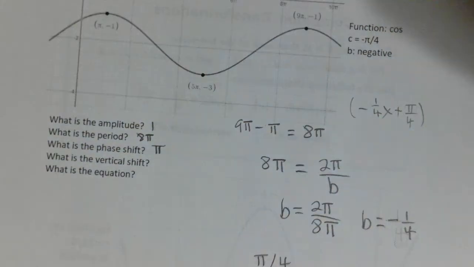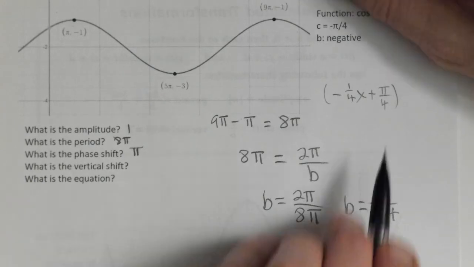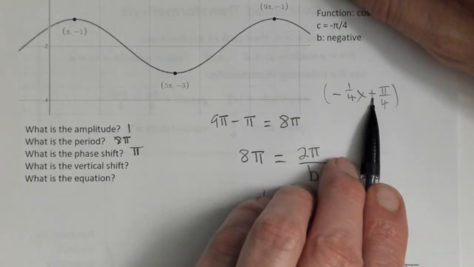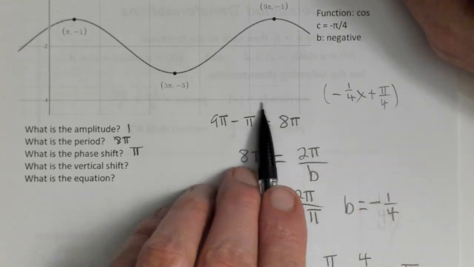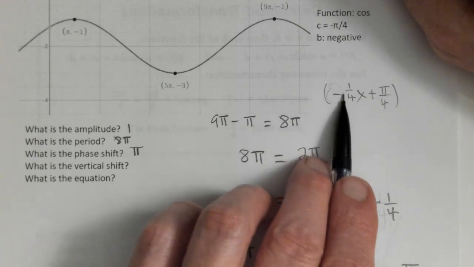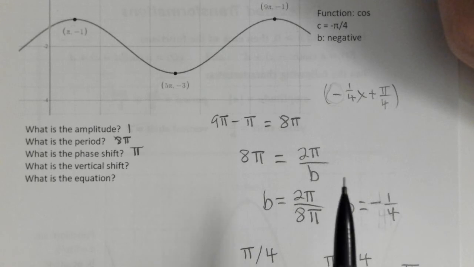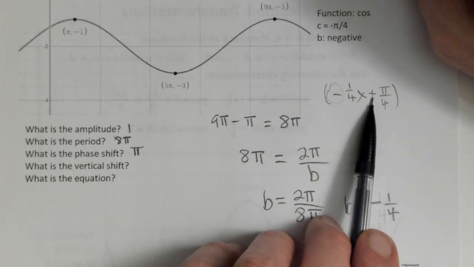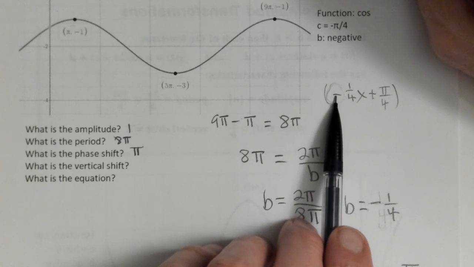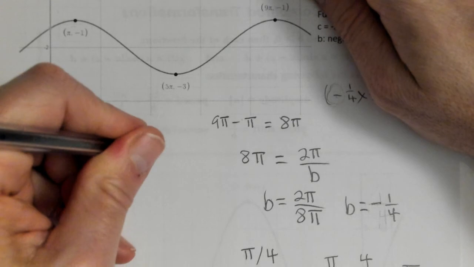Okay, so let's think about what direction that would cause our phase shift to go. Now, since this is plus, typically we would say, okay, this is moving to the left. But remember, what does this cause? This causes a reflection through the x-axis. So instead of this moving to the left, it's actually going to reflect it back to the right. So my phase shift is going to be pi to the right.